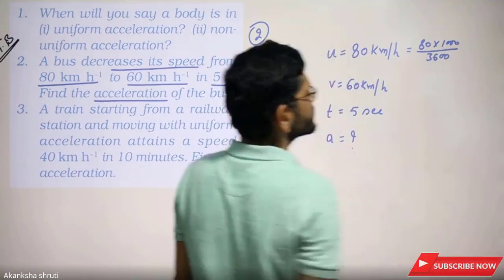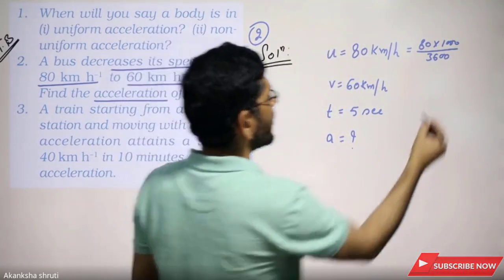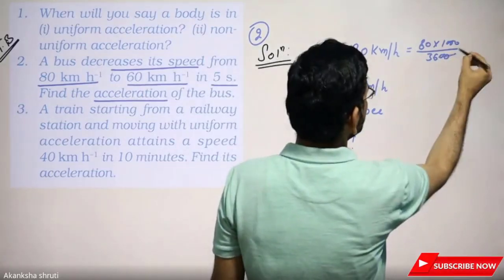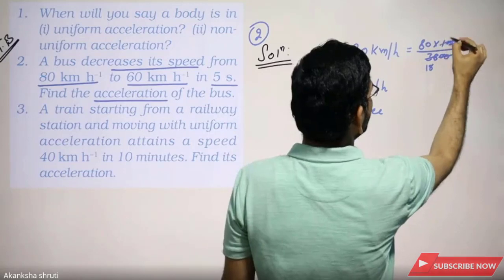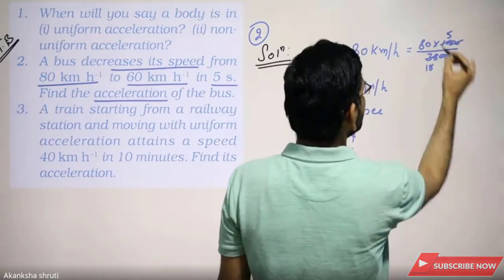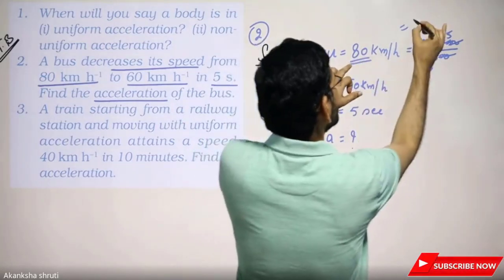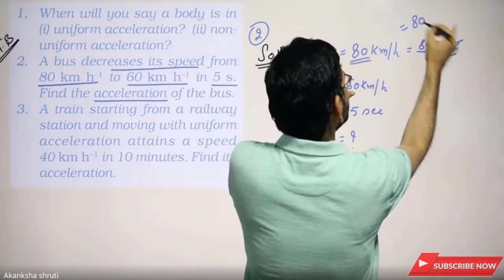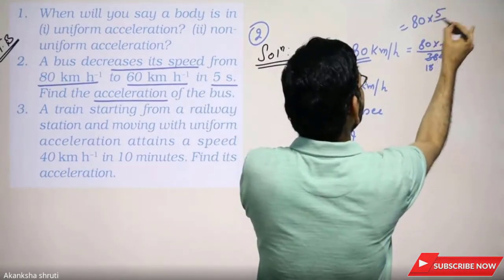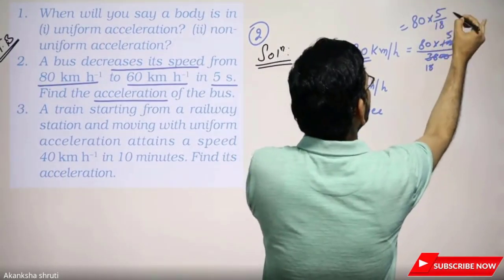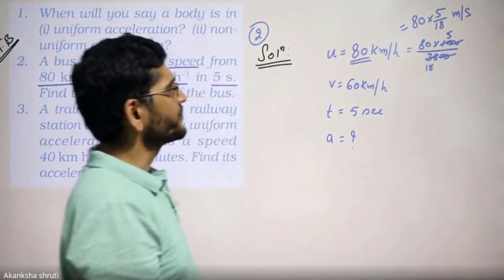Student, you may remember this in the simpler form like this also. These two are getting cancelled, this becomes 18, this becomes 5. So in simpler form, many times we remember that this 80 has to be just multiplied by 5 by 18, that's all, to get it in the meter per second. This way we can also do. So let us do it.